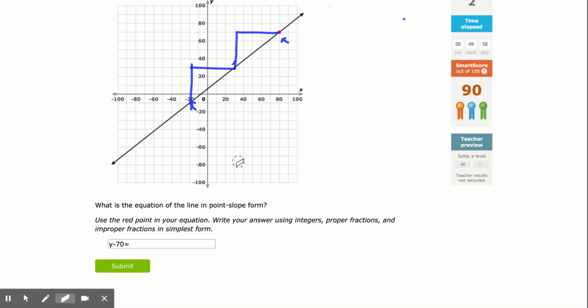So yep, I have a rise of 4 squares, but look at the scaling, 10, 20, 30, 40. So a rise of 40 over a run of 10, 20, 30, 40, 50, a run of 50. So that means my slope is 4/5. Make sure you always put the parentheses, x minus the x value for the point they're having us use, which is this point here, an x value of 80 that corresponded to that y value of 70. So I'll do 80 in parentheses and submit.